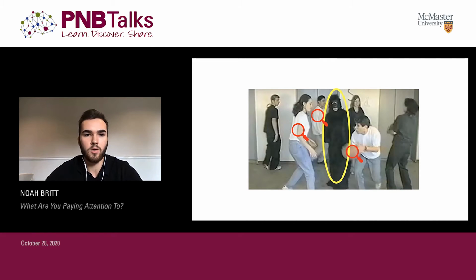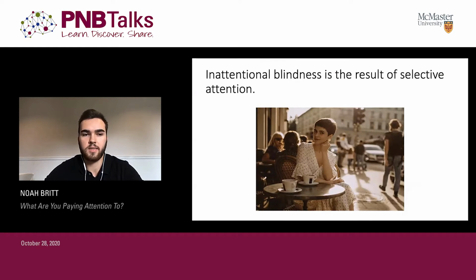This is a phenomenon related to our attentional abilities where we focus on what stimuli we find to be important and can miss a large or possibly obvious element in our environment. Now, inattentional blindness is not necessarily a negative thing. It is actually the result of our selective attention. Selective attention is a necessary process that we all undergo as a result of our limited attentional capacity.